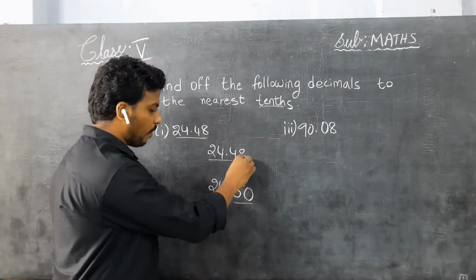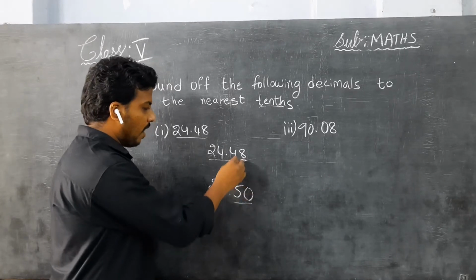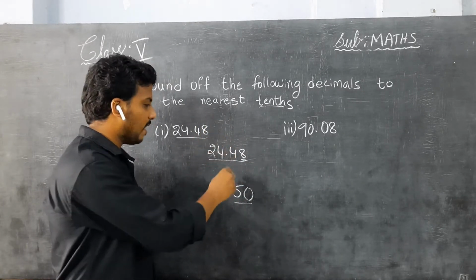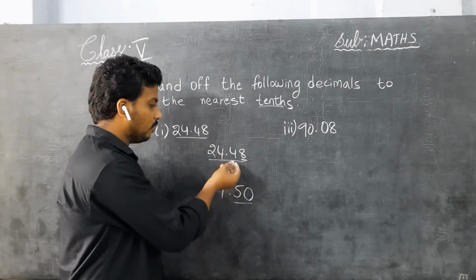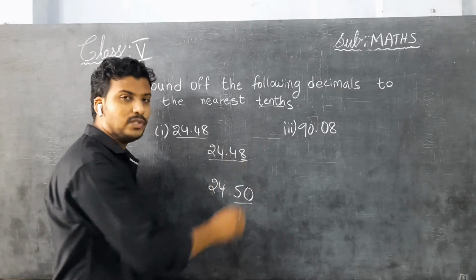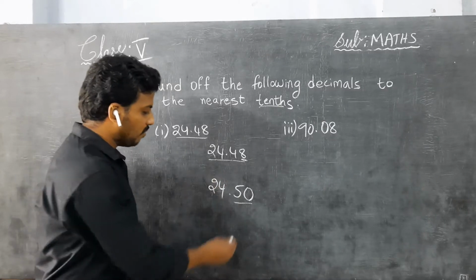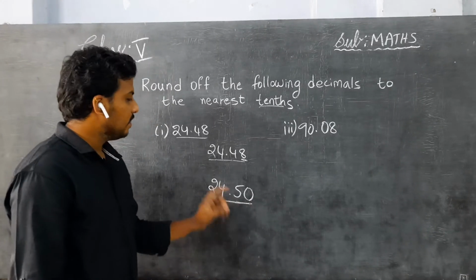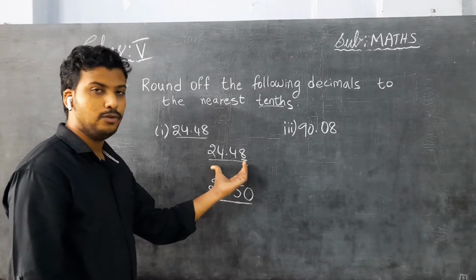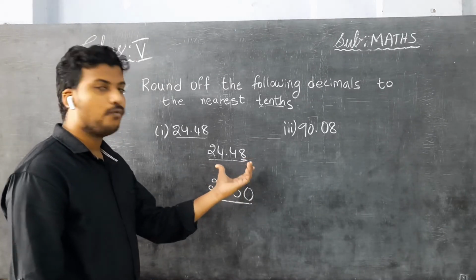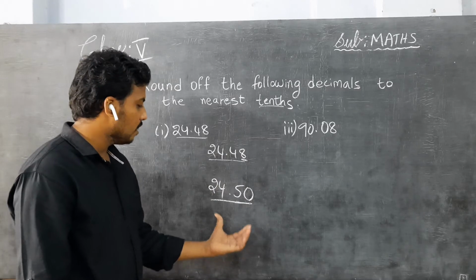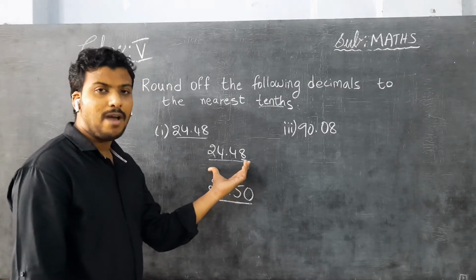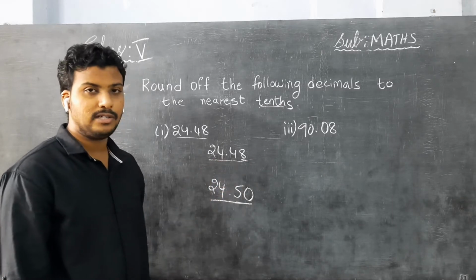So in the place of 8 I am writing 0, and 1 is added to the next place value, that is the tens place where the value is 4. So 4 plus 1, how much? 5. 24.50 is the nearest value to 24.48, children. Or you can also say 24.50 is the rounded decimal value of 24.48, children.